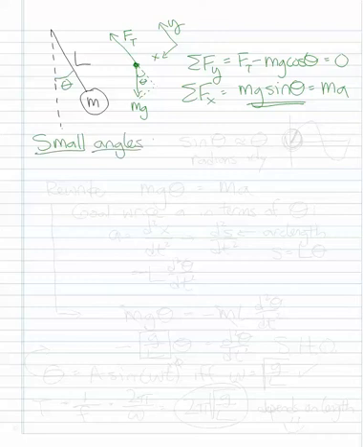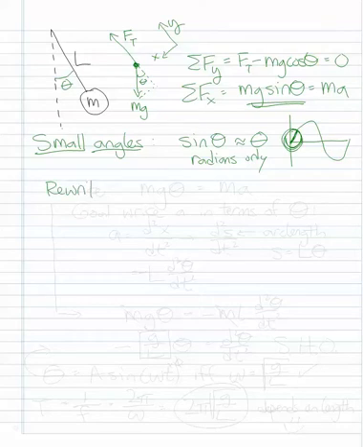However, if we have small angles, then we can use the small angle approximation, where sine theta is very close to theta. In other words, if I make a plot here of sine theta, what I'm saying is this region in here is very similar to a straight line, but remember, this is radians only, because sine of 10 degrees is not 10. Okay, so once we've done that, then we'll rewrite this as mg theta is equal to ma.